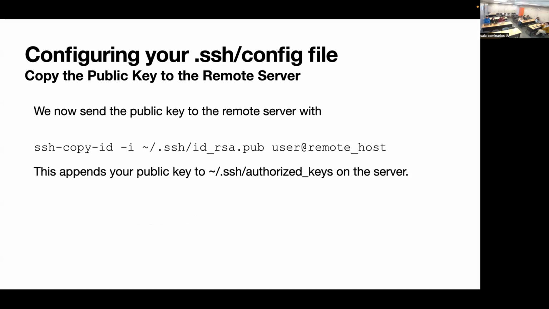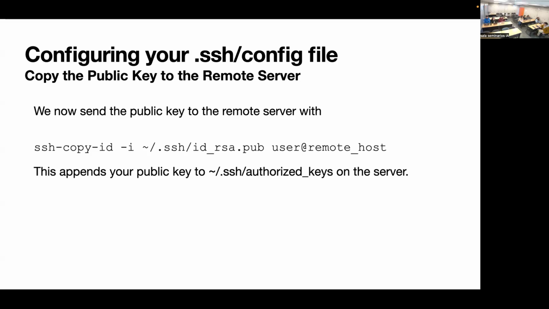Next, what you have to do is copy those cryptographic keys to the remote machine, to let the remote machine know, okay, this is my public identification. For doing that, you just have to run the command ssh-copy-id, and you send the public key with the -i argument. You tell it, okay, this is my public key, and then you put your user and the remote host machine.